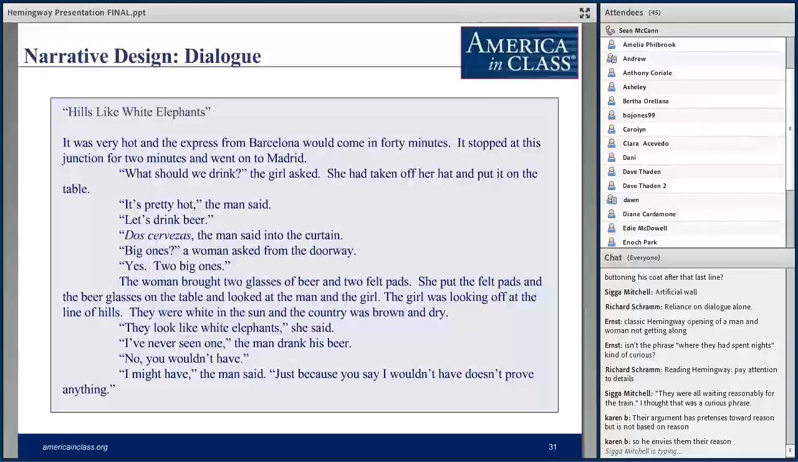What do we know just from this opening? Okay, what do we know? Karen has offered us an interesting comment on the word reasonably. Their argument has pretenses toward reason, but it is not based on reason. Yes, that's very insightful. So he envies them their reason, the people at the bar.